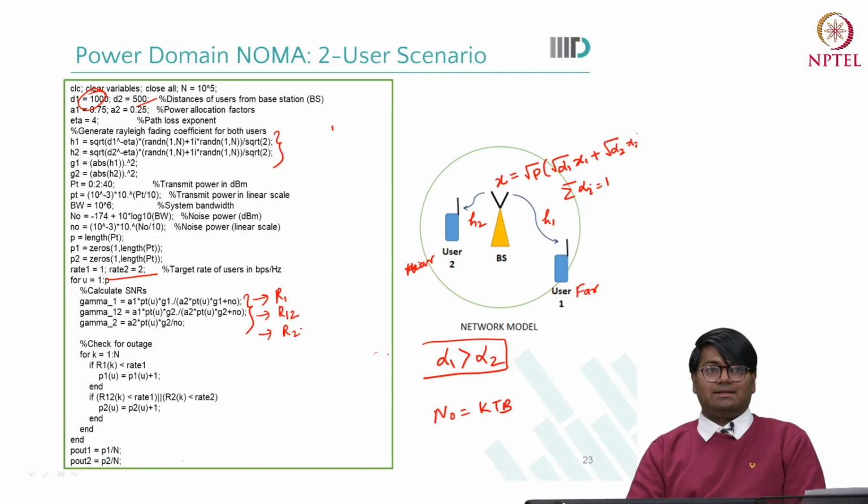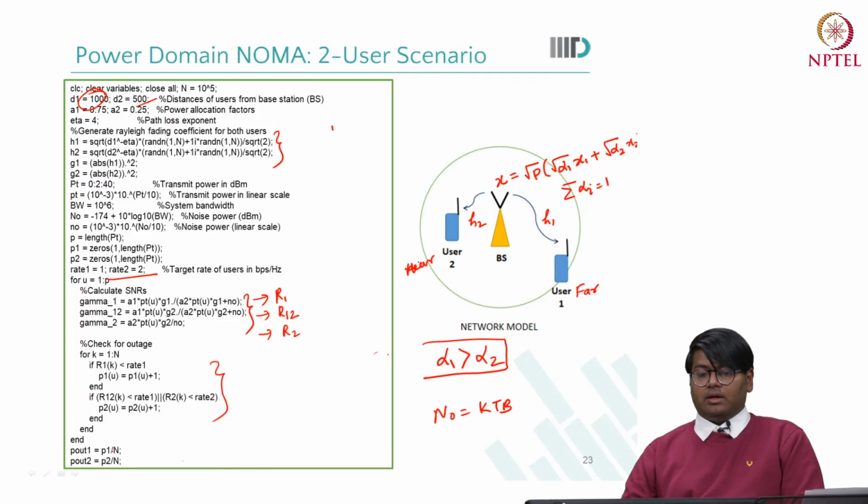So these are the instantaneous rates. We compare these instantaneous rates with the rates which we have set before, what we call the rate threshold. So we count the number of times the rate falls below the target rate and take the average. So this can be implemented using these commands. And finally, we compute the outage associated with user 1 and user 2 by dividing it over the number of simulation runs.